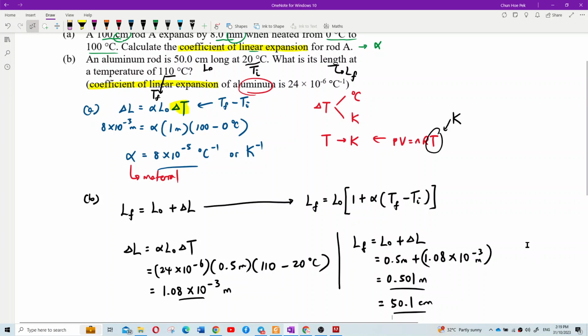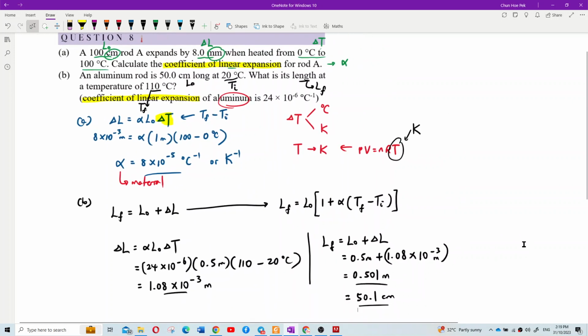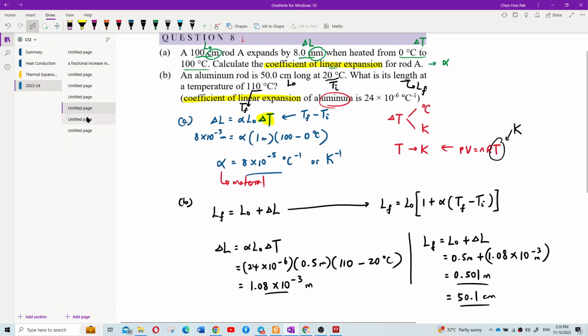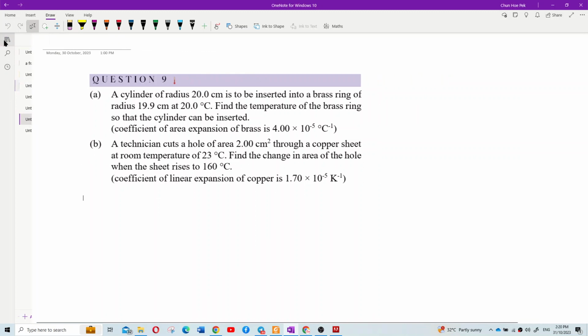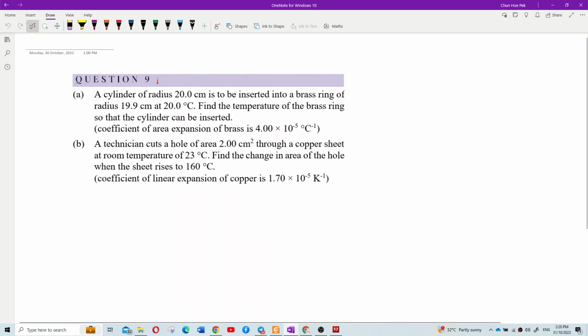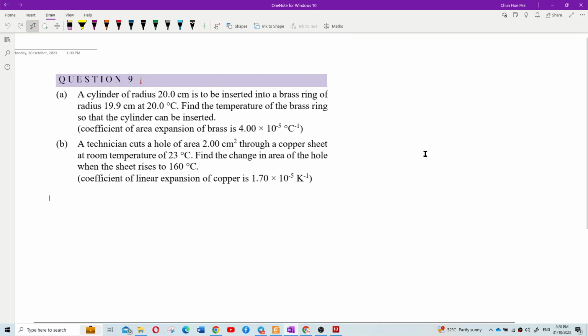All right. So that's for question 8. Very simple, isn't it? We proceed to question 9. Let's check, am I recording? Yeah, I'm recording already. That's good. So question 9.